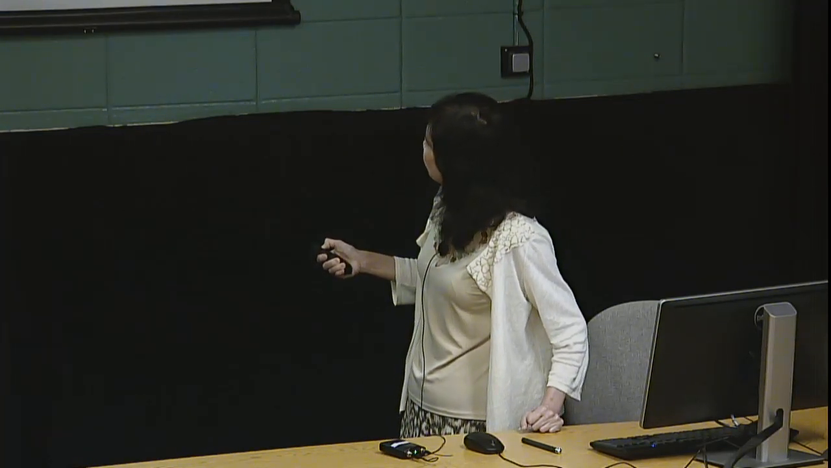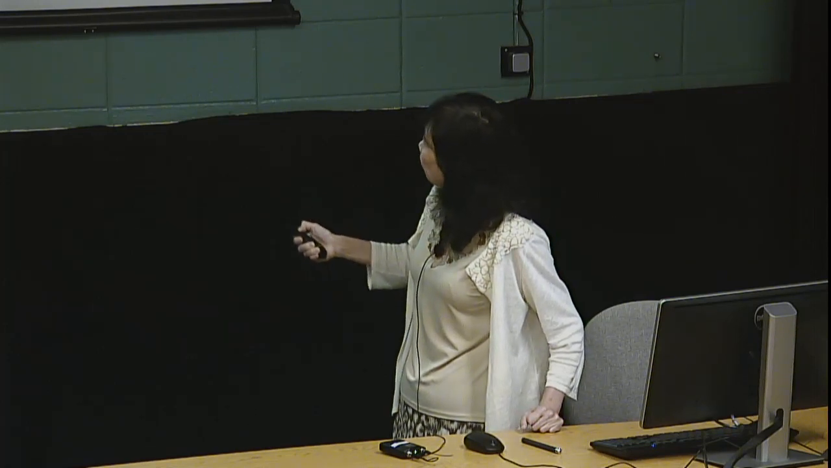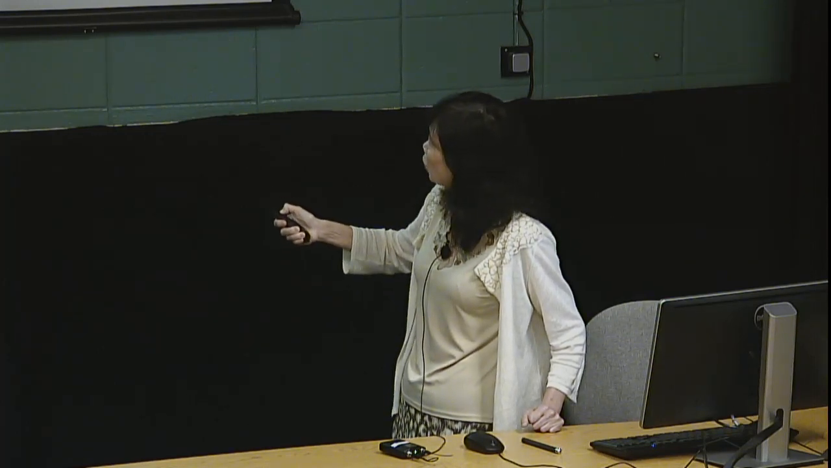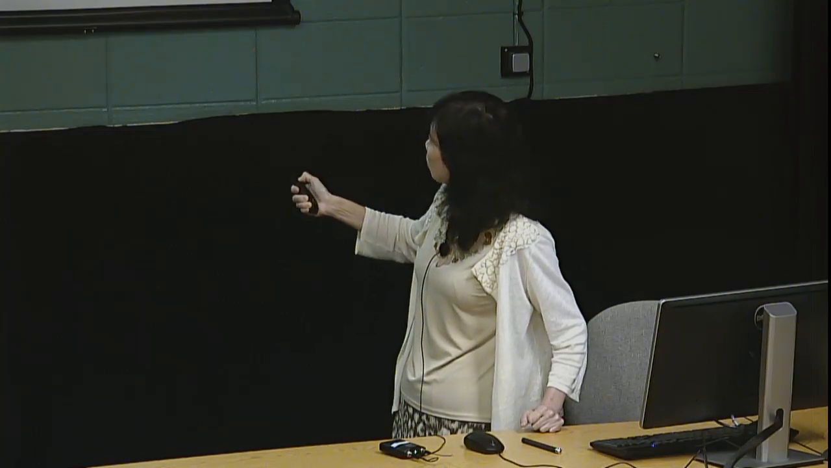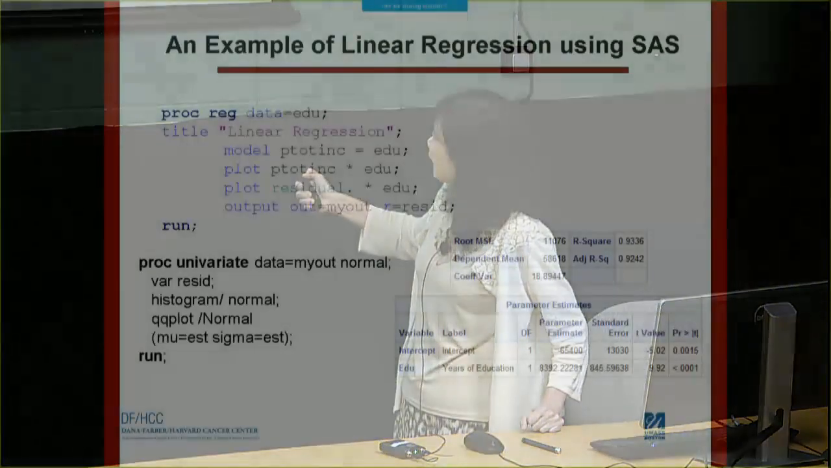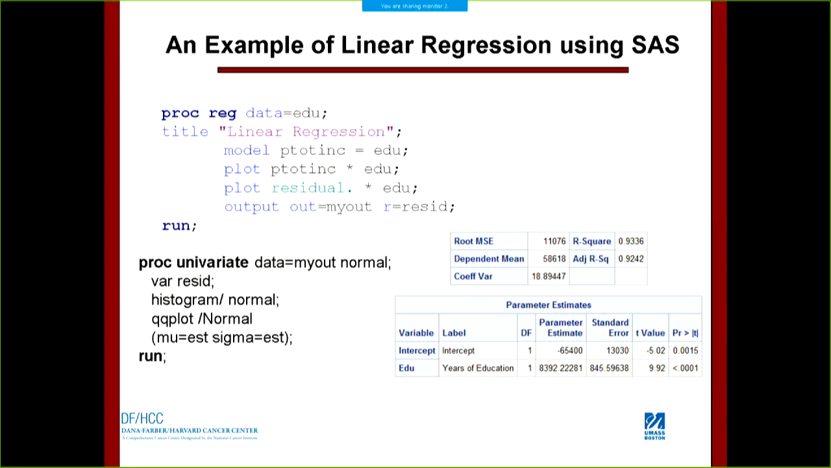This is the output based on the regression. You will see that the R square is about 94%. It's very high, and the estimate of the beta coefficient is also significant, with a very small p-value.